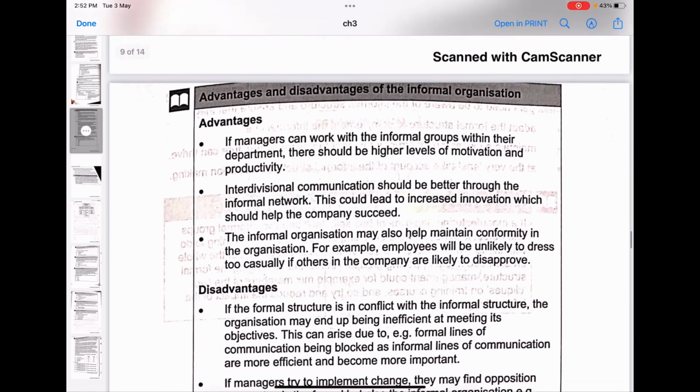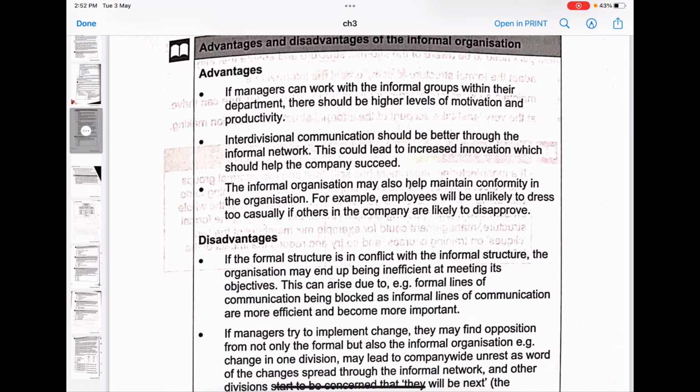Hope that's clear. Now, what we've just discussed is presented here in detail. Advantages.